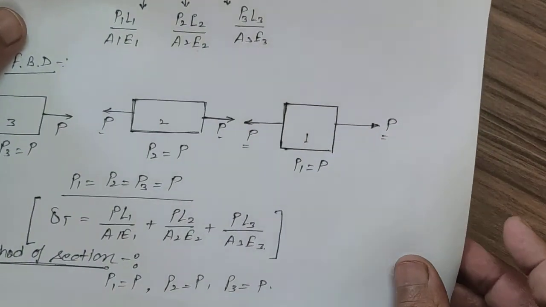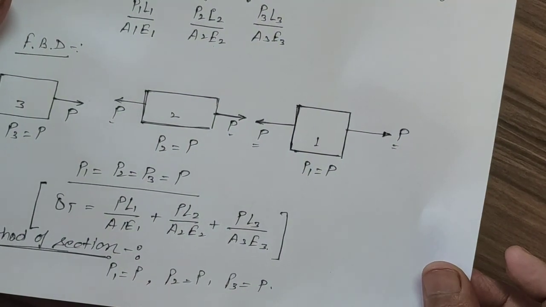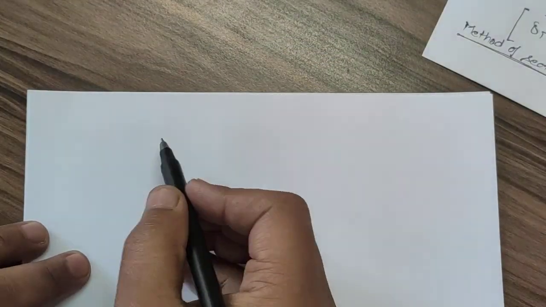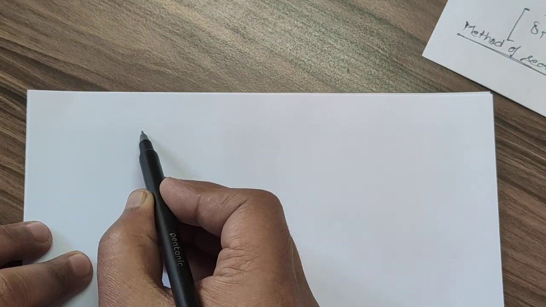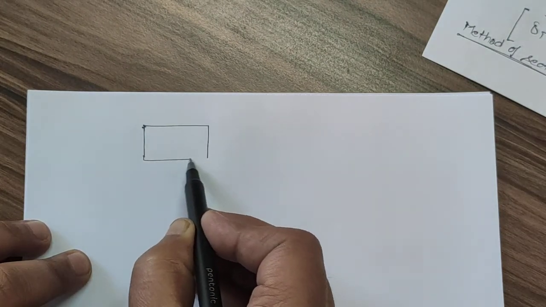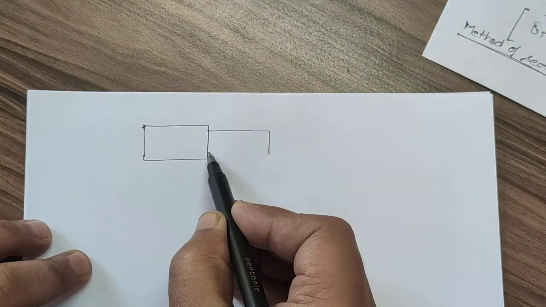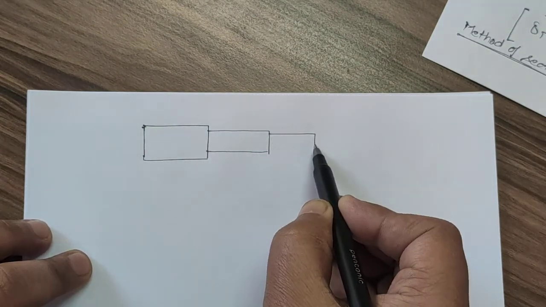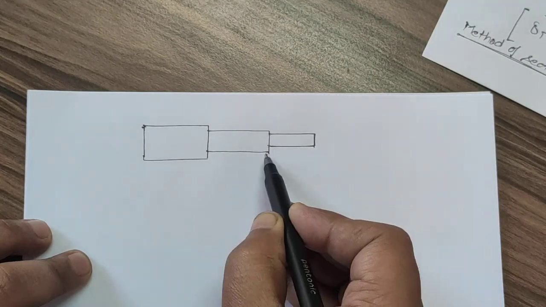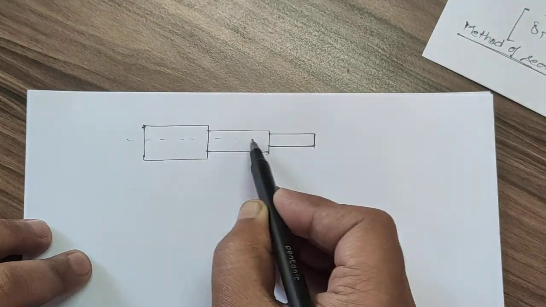So we can calculate the amount of force acting on the member by a very easy method, the method of section. So we are going to use the method of section. Now the one problem we are taking, let's say we have again the composite bar. On this bar, the bar can be of any direction, any dimensions can be given. So we are having this bar.